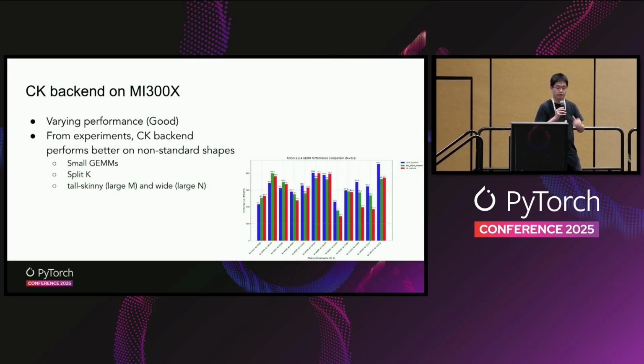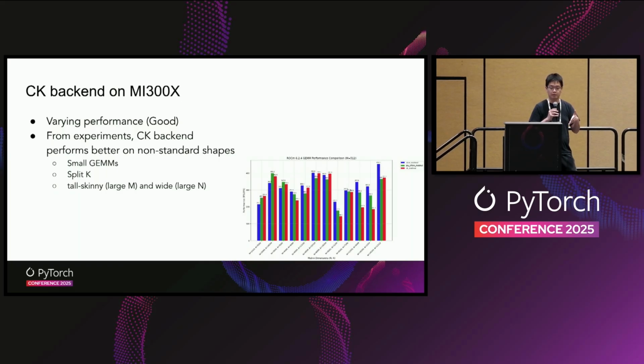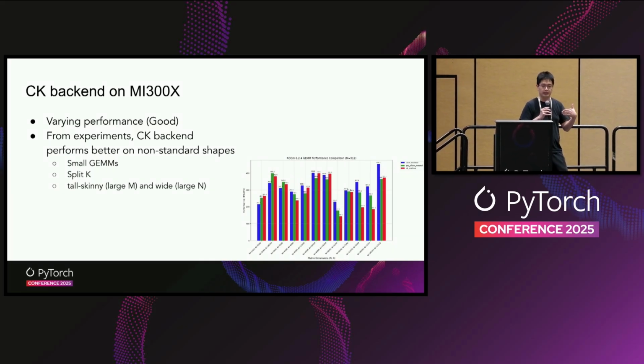And similarly, we have results for the CK backend. What we are seeing here is a mixture of results: on some shapes, Triton is performing better, on some shapes, CUTLASS is performing better, which is actually what we want to see. We don't want to see one backend performing the best on all the shapes. That would make the other backends less useful.